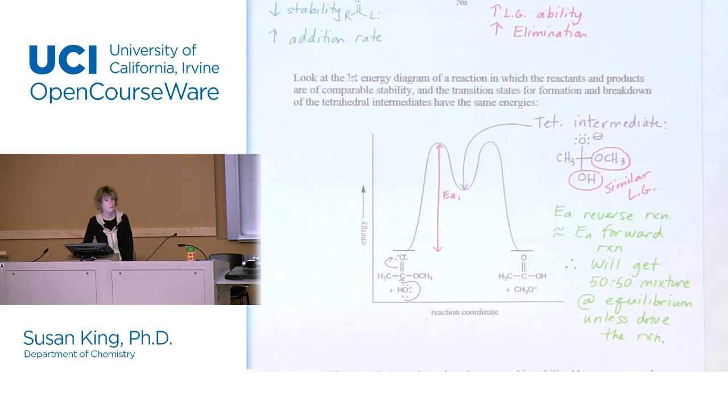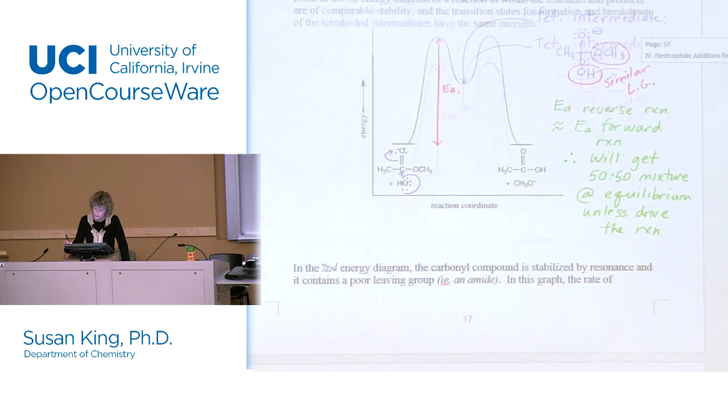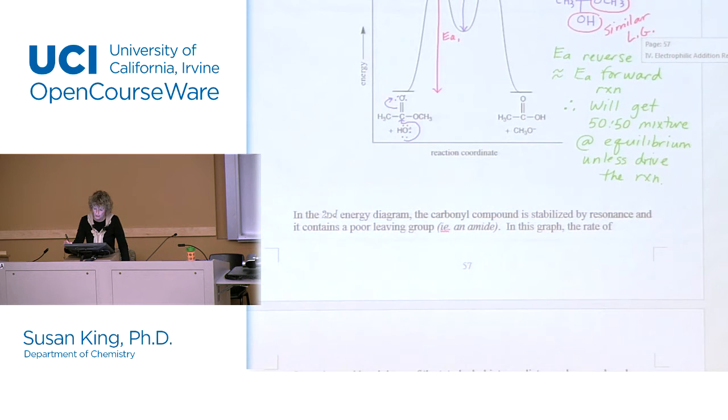So we're going to have to worry about that when we get to esters and talk about converting esters to carboxylic acids and the reverse reaction converting carboxylic acids into esters. We're going to have to drive the equilibrium. Okay, so that's when the two are about the same. Let's look at it in the second energy diagram.